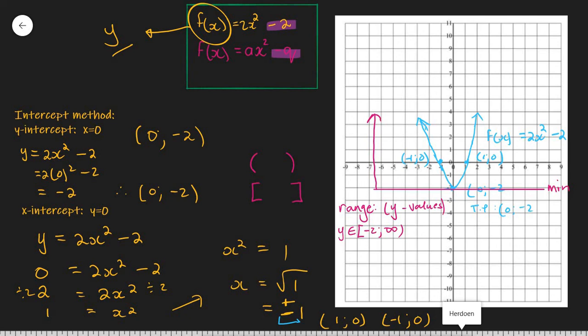I'm going to write it differently. I'm going to say y is greater than or equal to -2, so that's it, greater than or equal to -2, all the values upwards from our minimum point.